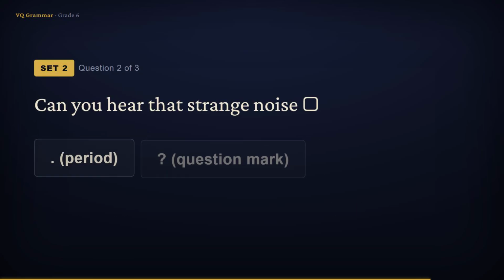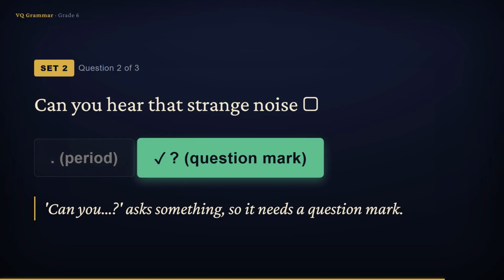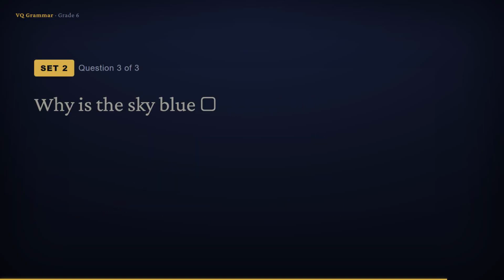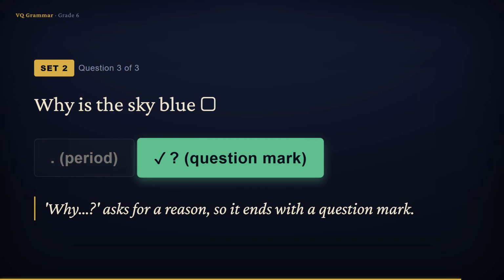Can you hear that strange noise? Notice the opener, can you? That's asking you something, so it's interrogative, and an interrogative sentence needs a question mark. So the answer is the question mark. Why is the sky blue? The word why at the front is asking for a reason, a cause. That makes it a question, so it's interrogative, and it ends with a question mark. So the answer is the question mark.